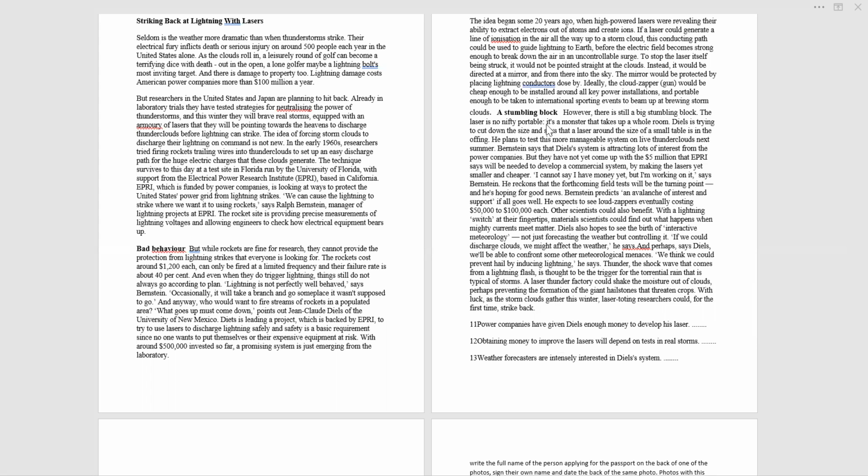Power companies have given Dial enough money to develop his laser, right? So we will be dividing it into three parts. If the statement is right, yes. Opposite, no. If there is no information on it, not given. So this is the first question, then second and third. Give answers to these three in another 5 minutes.